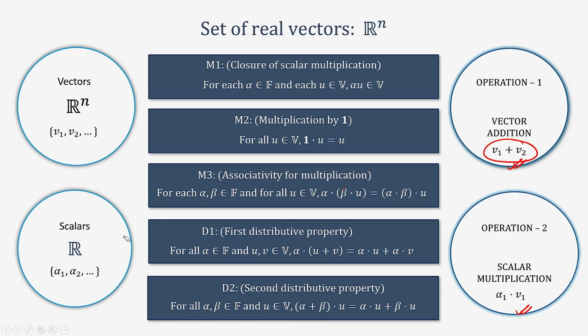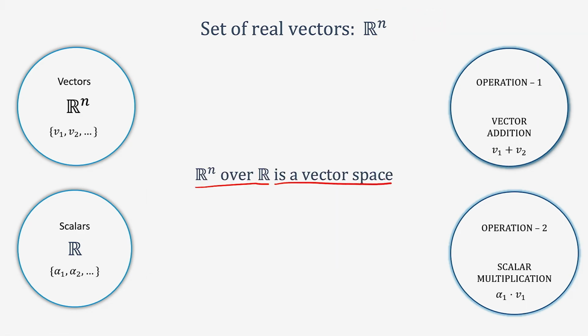So, all these properties are satisfied by Rn over R. Okay. So, all these properties are satisfied, and that is why Rn over R is a vector space. Okay. Now, intuitively, what is the meaning of this?